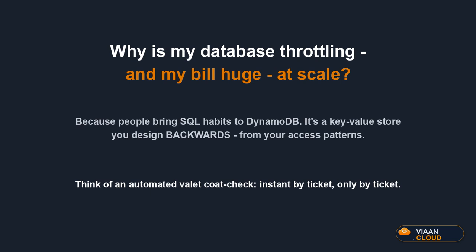Picture an automated valet coat check. Hand over a ticket and your coat comes back in milliseconds, no matter how full the garage is. But you can only get it back by ticket. By the end, you'll understand why, and we'll run the one demo other videos skip: a scan that bills you for every item, then fix it live with an index.